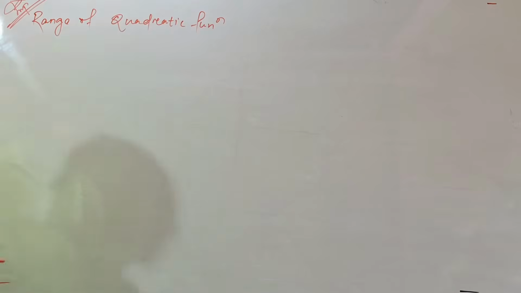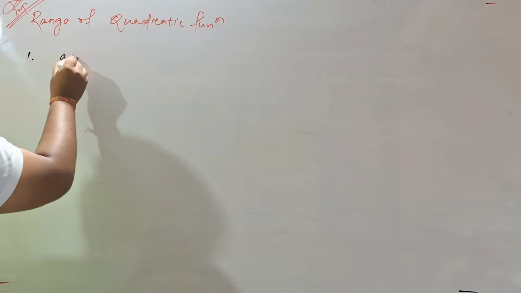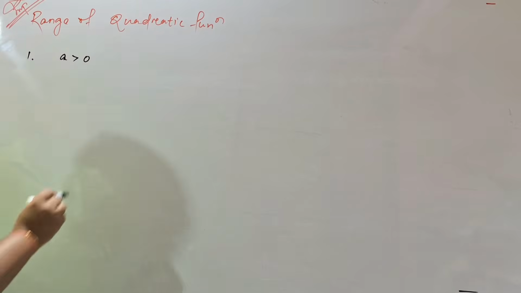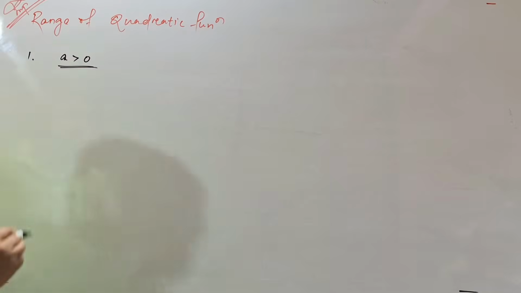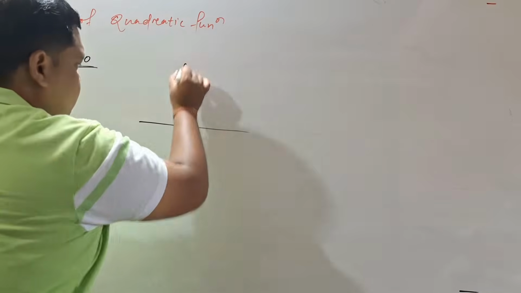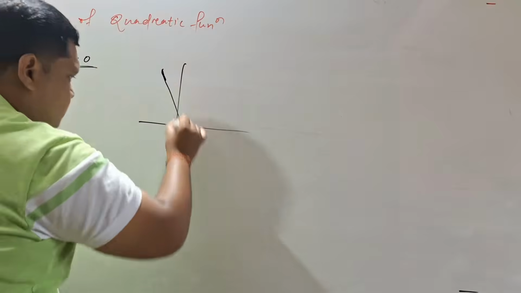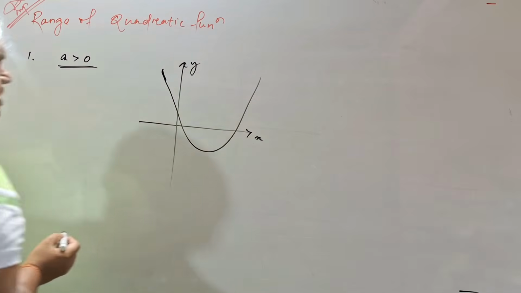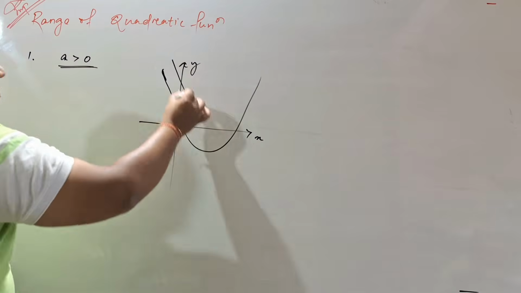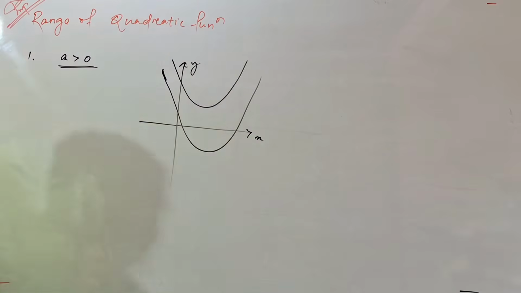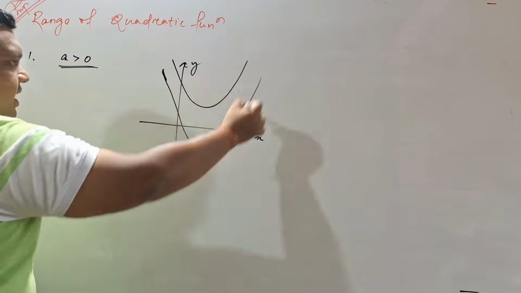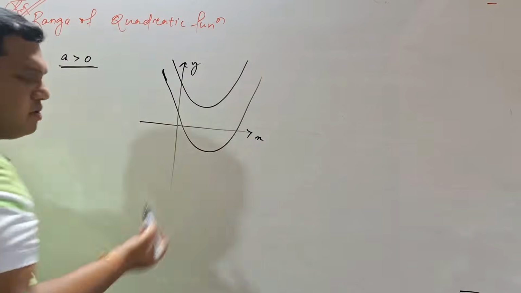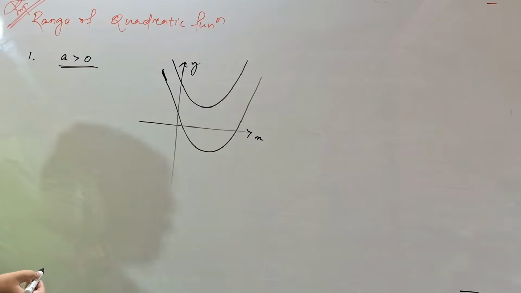Acha, range means what? Here you have two conditions: when a is greater than 0 and when a is less than 0. When a is greater than 0, it means the curve looks like this. Suppose this is the curve. It does not matter which one I choose; here a is greater than 0, here also a is greater than 0.